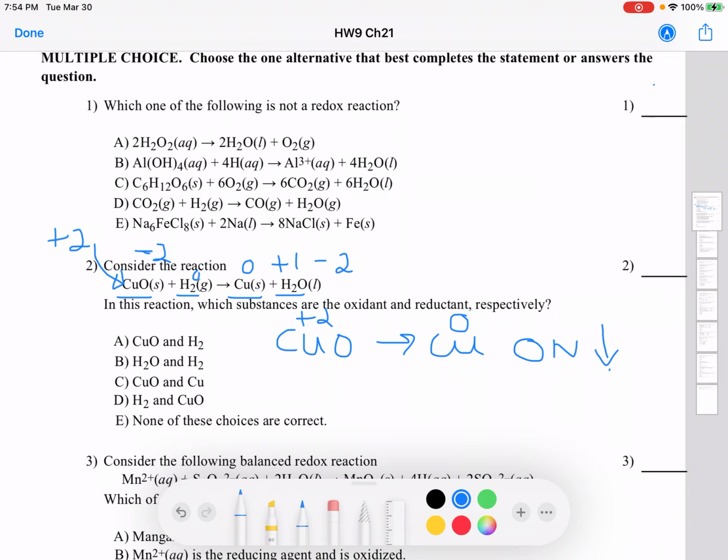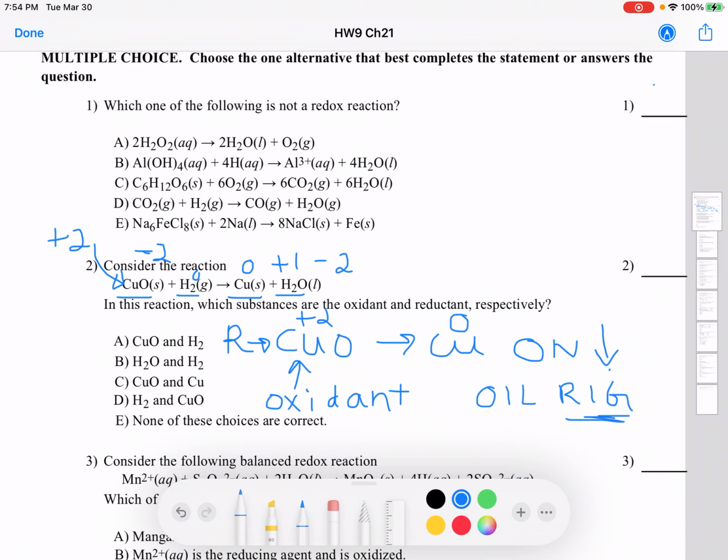Right? If you are taking electrons, remember OIL RIG, reduction is gain, by gaining electrons. So this one is undergoing a reduction reaction. If it is undergoing reduction, this is the oxidant, meaning the oxidizing agent. Copper oxide is the oxidant then.